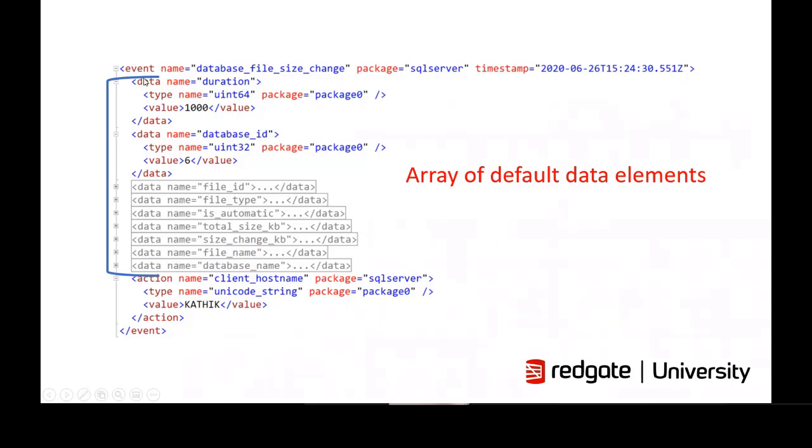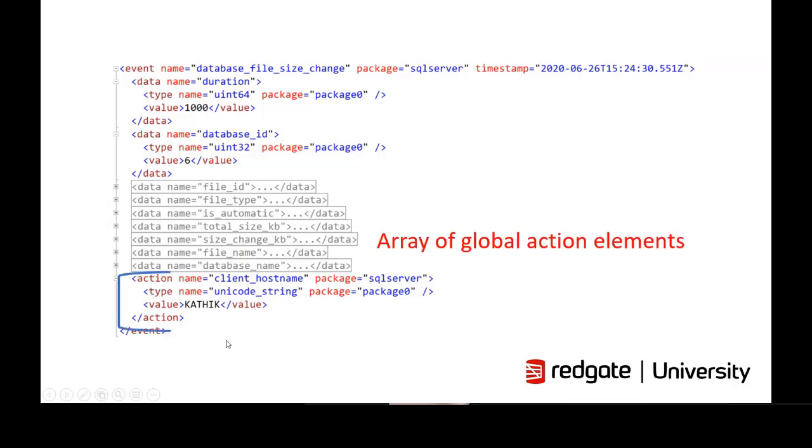So here's an array of default elements. These are those things that are automatically captured whenever I try to capture database file size change. And down here, action, these are the things that I checked the box that I wanted to collect extra. I'm interested in these other things. In this case, just one, the client host name. Okay, so it always will look like that.